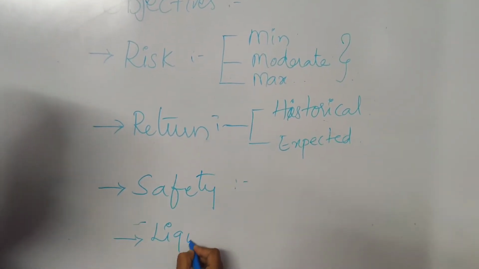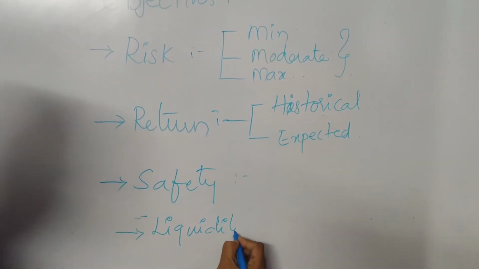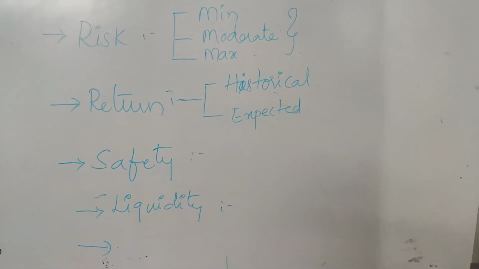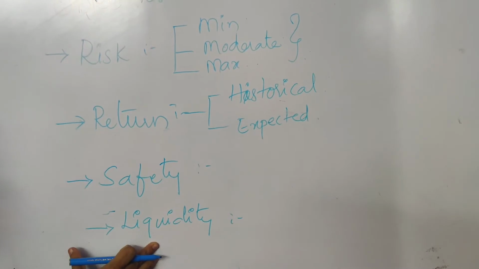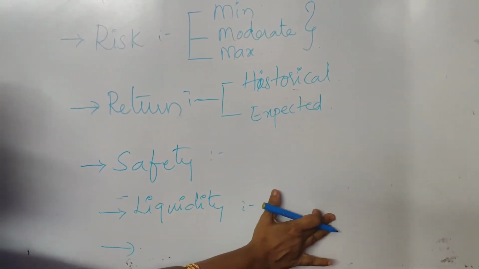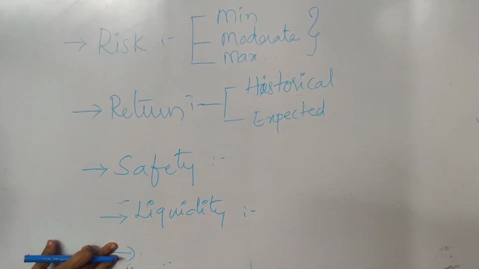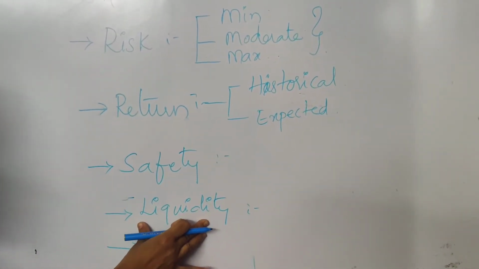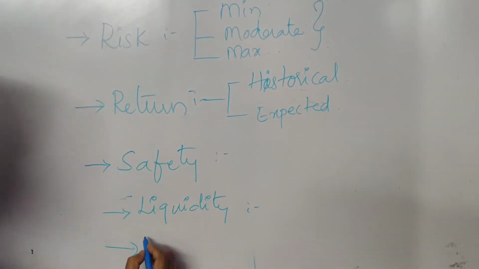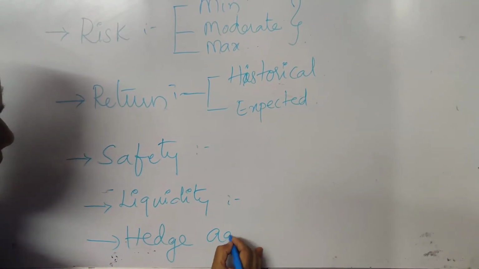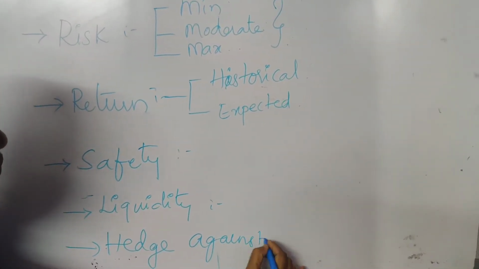And liquidity. Whether I could convert this investment into current money or not. If I have some emergency, whether I could convert that investment into money to fund that emergency requirement. That is one of the objectives the investor has to assess. And the next one is hedge against inflation.